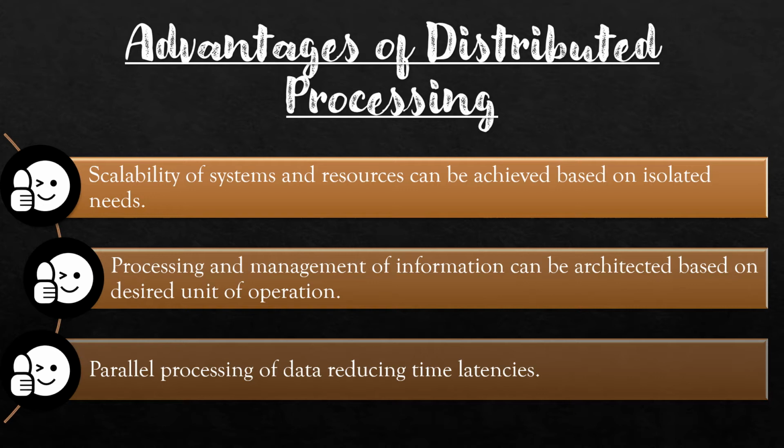There are 3. First one is scalability of system resources can be achieved based on isolated needs. Second, processing and management of information can be architected based on a desired unified operation. And then the last one, parallel processing of data, reducing time latencies. So it saves you a lot more time than using the centralized, because we don't have to depend on one single machine only.